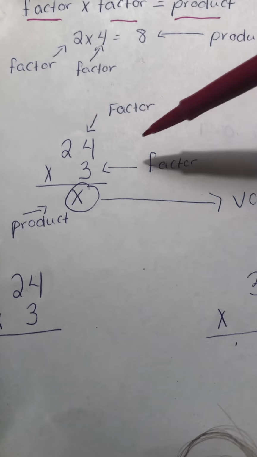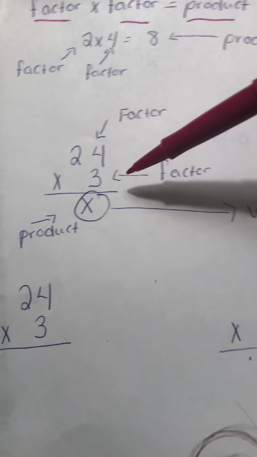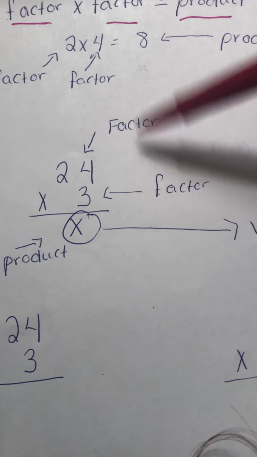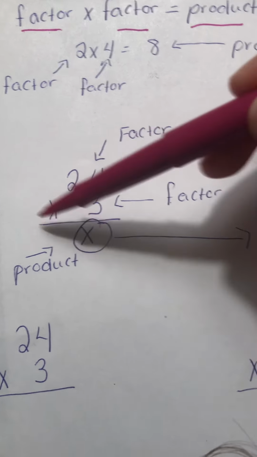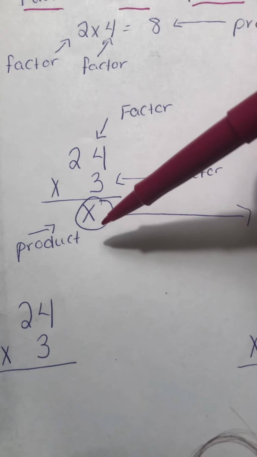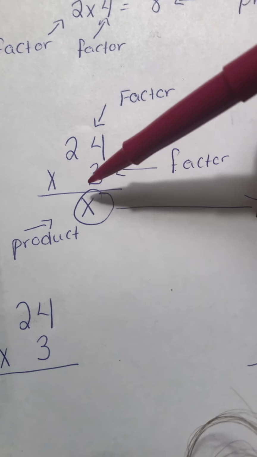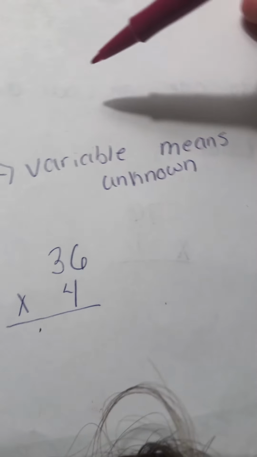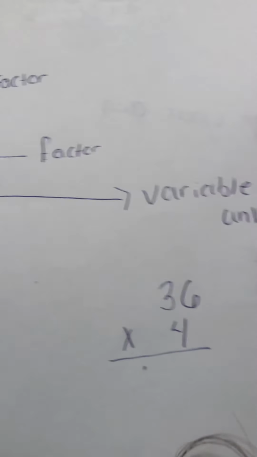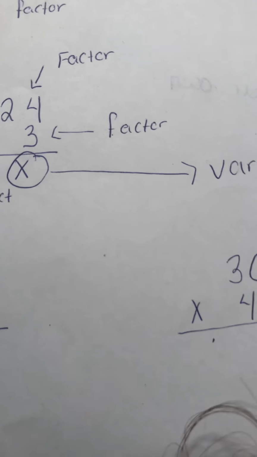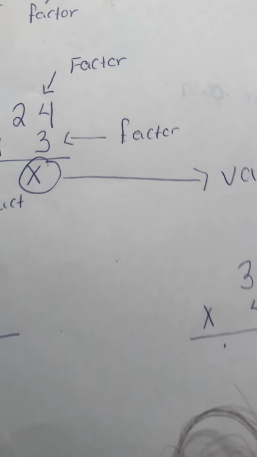Now, if you come down here and you look at our 2-digit by 1-digit multiplication sentence, 24 and 3 are still your factors because you are multiplying them. And your product is down here. Now, if you notice down here in your product, I have the letter X. In this case, if you remember, X is a variable. Variable means unknown. So in this case, if you look back at that problem, we don't know what our product is. It is unknown. So that's why we have the variable X. That's just a little review.